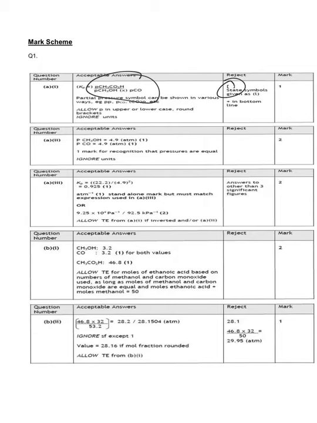We can then calculate our Kp value. It's basically just inserting everything in, and to get our final answer, you would do units. You would have atmospheres on the top and atmospheres squared on the bottom, so we can cancel that, and then to bring that back above the line, we would write it as atmospheres to the -1.